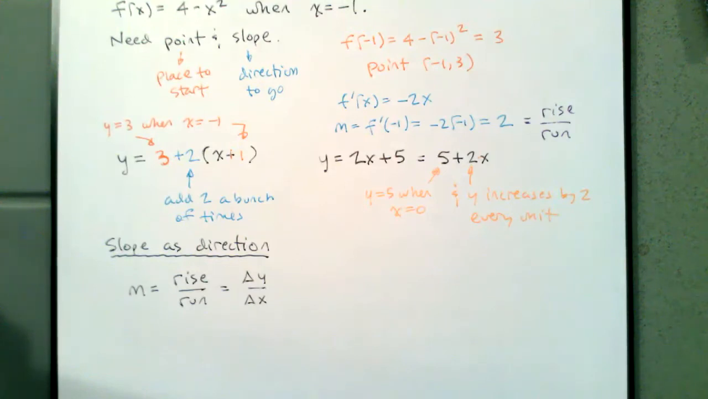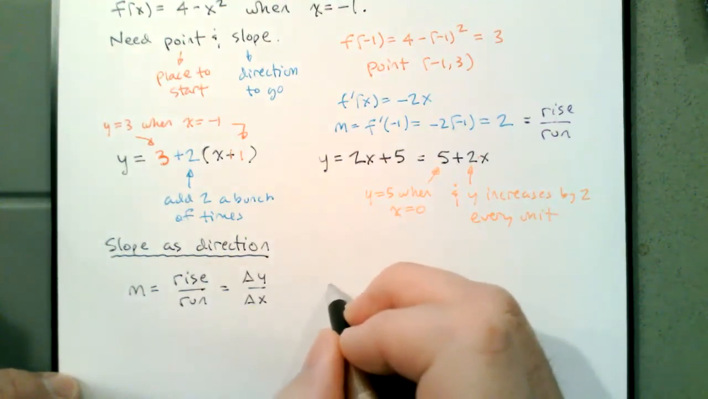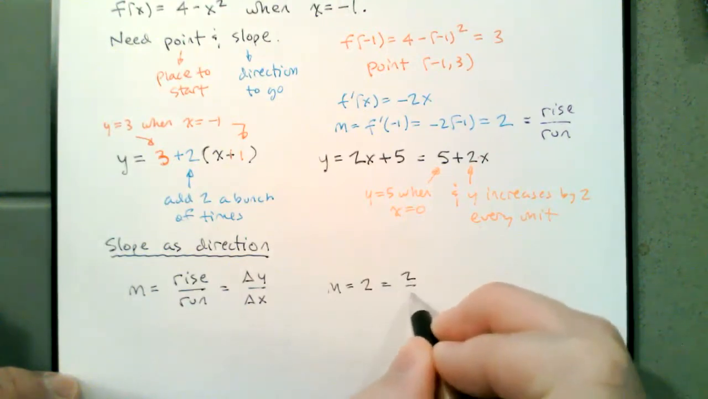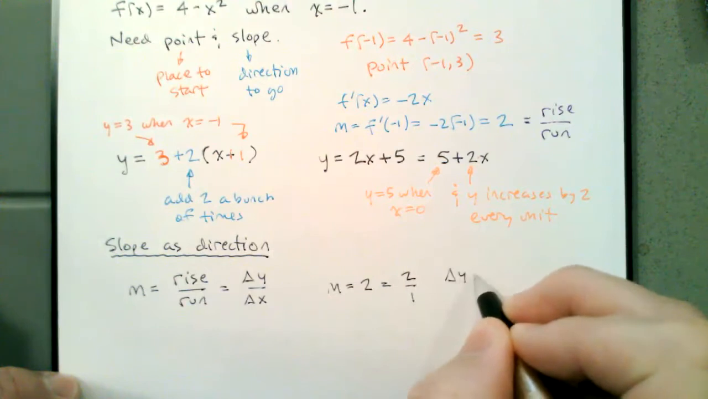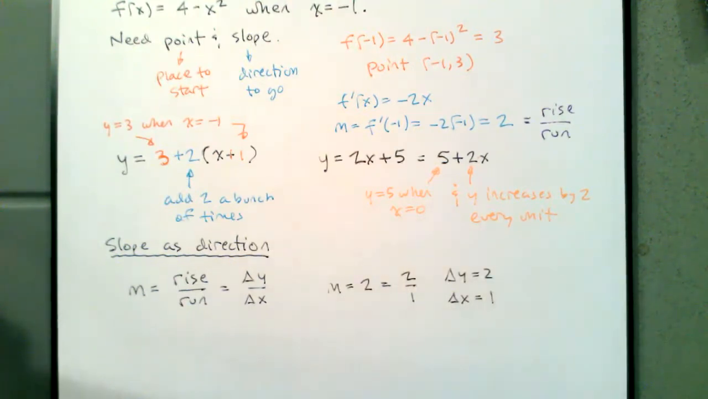For example, when we write a slope of 2, we're writing a ratio of the change in y to the change in x. If m is equal to 2, we think of that as 2 over 1. So we think of delta y as 2 and delta x as 1. We add 2 whenever x increases by 1. That's really what the slope is telling us: what happens to y when x increases by 1?